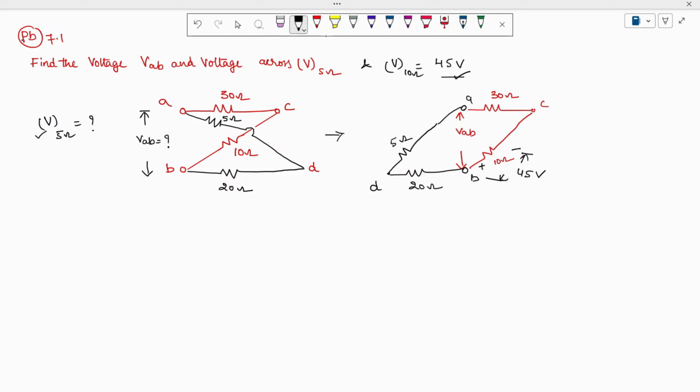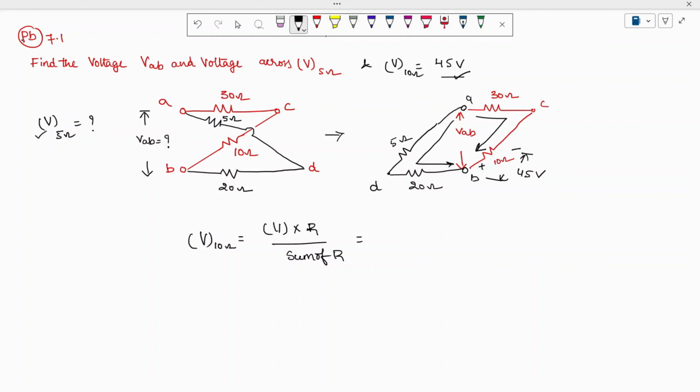Let's try to use the voltage division rule. Let's find the voltage at the 10 ohm resistor by applying the voltage division rule. The formula for voltage division is total voltage multiplied by the same resistor where voltage is required, divided by the sum of resistors which are connected in series. Here 10 and 30 are connected in series, and in the next branch 5 and 20 are connected in series.